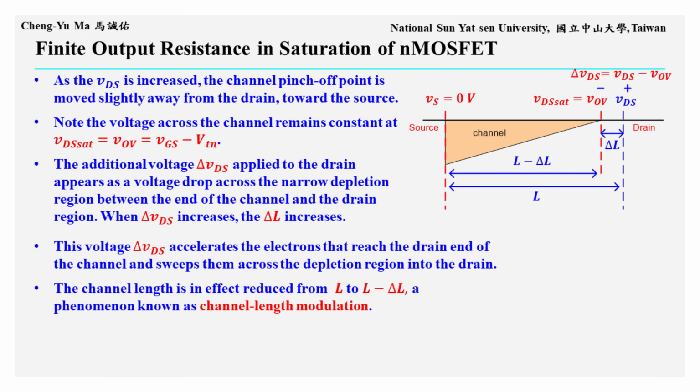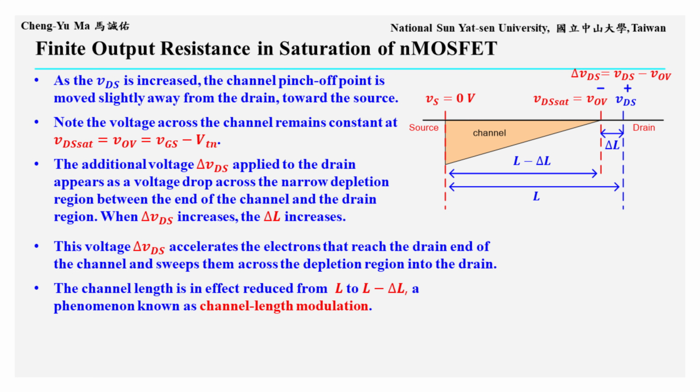When an N-MOSFET operates in saturation and VDS keeps increasing, the potential near the drain also increases. As a result, the pinch-off point moves slightly away from the drain and toward the source. The pinch-off point is where the channel voltage equals VDS sat, which is equal to VOV. As VDS increases, an additional depletion region length, delta L, appears between the pinch-off point and the drain. The voltage across this short region is delta VDS equals VDS minus VDS sat. A larger VDS gives a larger delta VDS and a larger delta L.